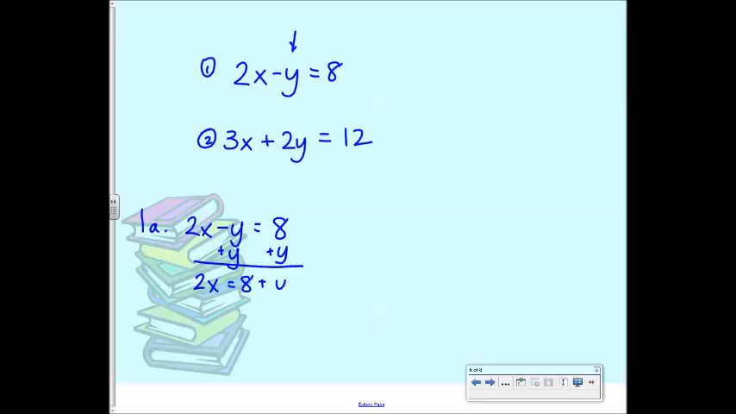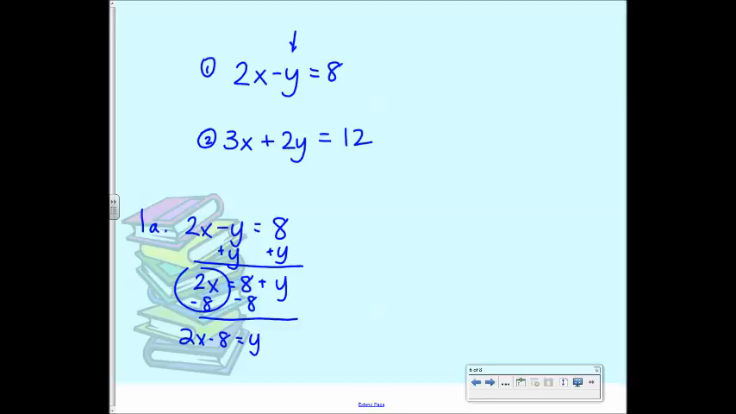I can't put those together because they're not like terms. All right, and now I'm going to get rid of the 8 minus 8. I can't put these together either because they're not like terms, so I say 2x minus 8 equals y. And now I've got y by itself.